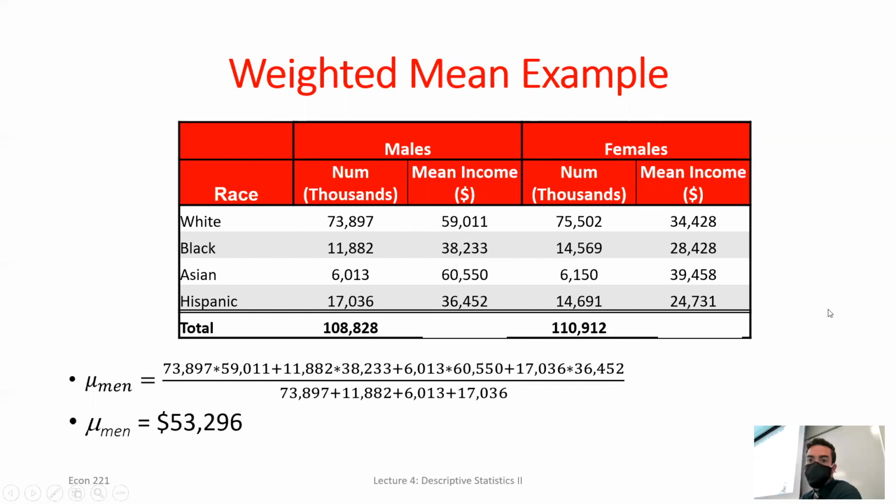We could do the exact same thing for females, right? And I put that value up here. I won't walk through it in class, but you could try to recreate it on your own. Might be some good practice. It's just that you would have different weights and different income values, but it'd be the exact same process. You would go through 34 times 75,000, 28,000 times 14,000. Do that for each group, add them all up, and then divide by the sum of the weights there, or the sum of the number of people in each group.